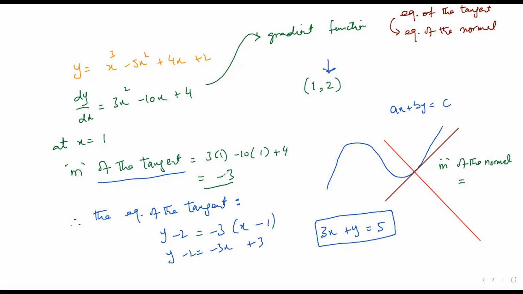If this is the gradient, 1 over 3, yeah, that would be 1 over 3. Because when you have two lines perpendicular to each other, their gradients are the negative reciprocals of each other. Okay, so you only have to change this minus 3 over here. So the equation of the normal would be y minus 2 equals 1 over 3 into x minus 1. And then you can simplify this accordingly.